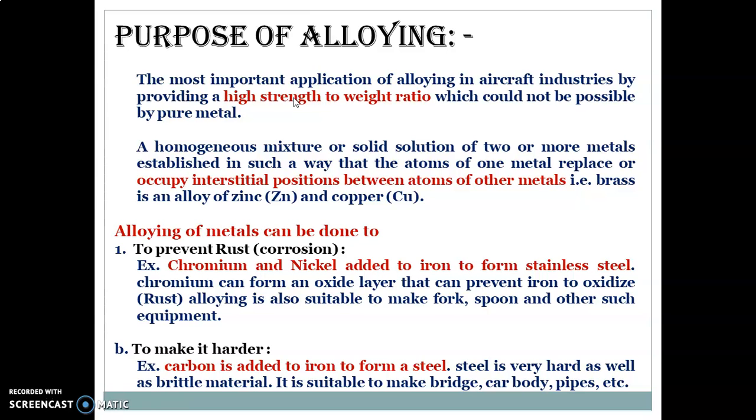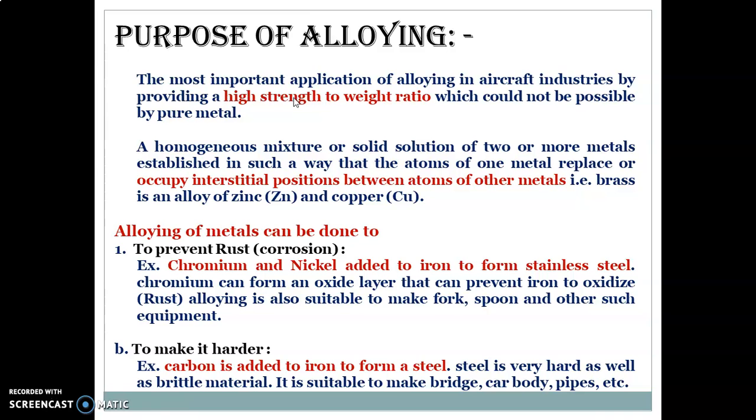So alloying is also suitable to make forks, spoons and other such equipment, to make the harder phases. So the first purpose was to prevent rust and the second purpose is to make it harder. For example, carbon is added to iron and then it forms steel, the low, medium and high carbon steel that we have seen. But addition of carbon will increase the hardness of the steel. So steel is a very hard as well as brittle material.